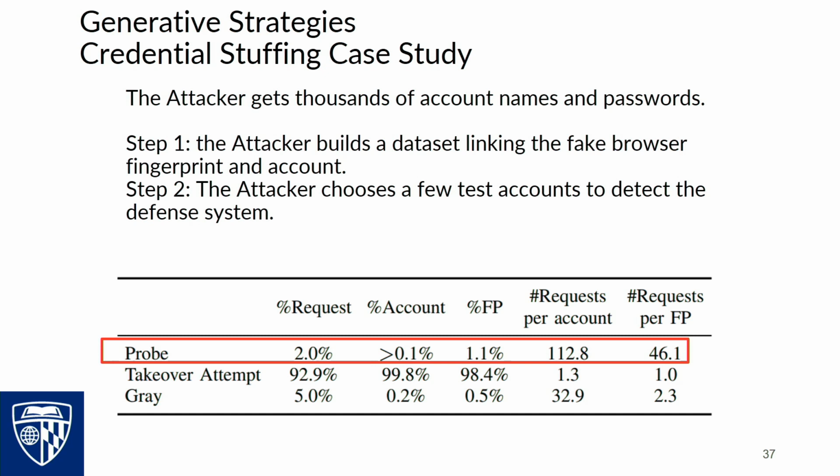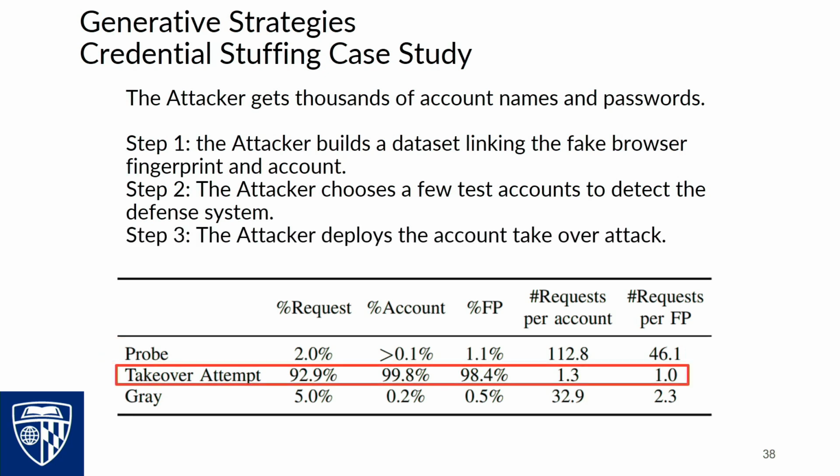We can find the number of requests per account and the number of requests per fingerprint is pretty large in the probe attack, because the attacker wants to know the limitation, before the defense system blocks them. When they know the limitations, the attacker will deploy the real attack. We can find the attacker is really careful in this part. They just have 1.3 requests per account, and for each fingerprint, it just sends one request.